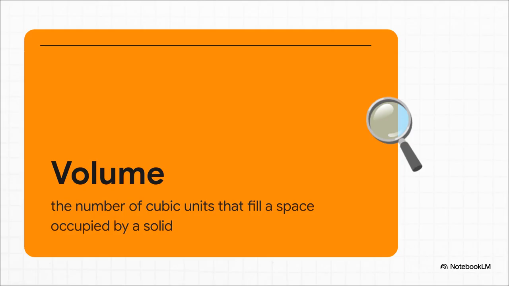Perimeter was just a line. Area was measured in square units. So what's next? You guessed it. For volume, we're measuring in cubic units. We are literally counting how many tiny little cubes it would take to completely fill up a solid object.